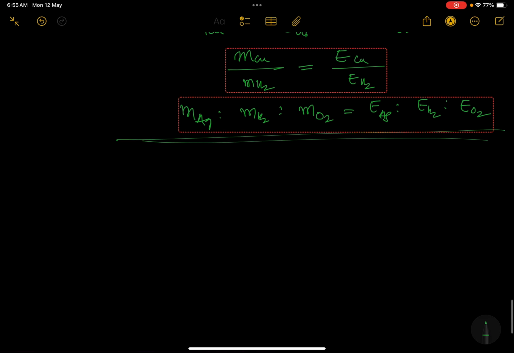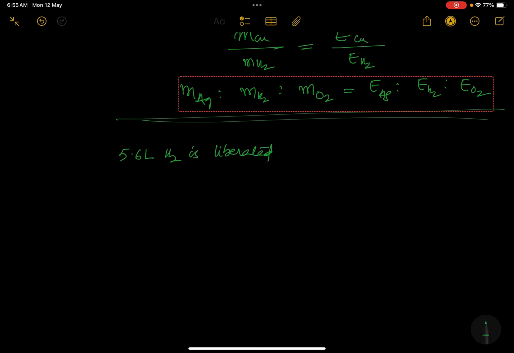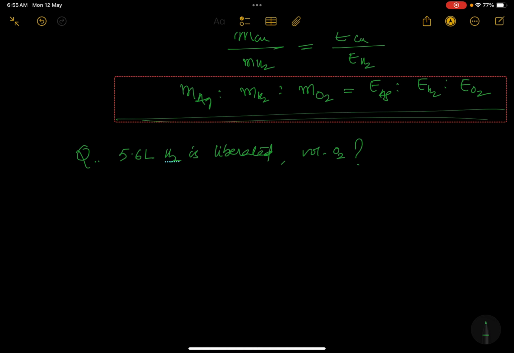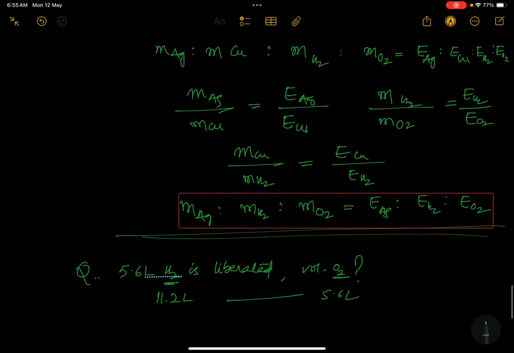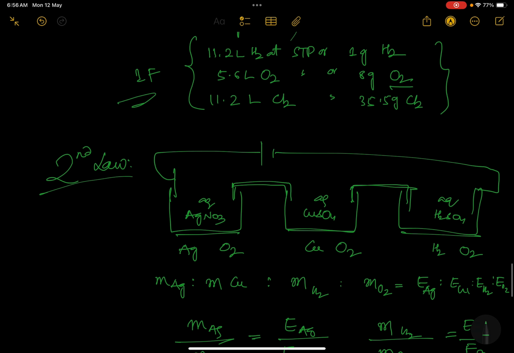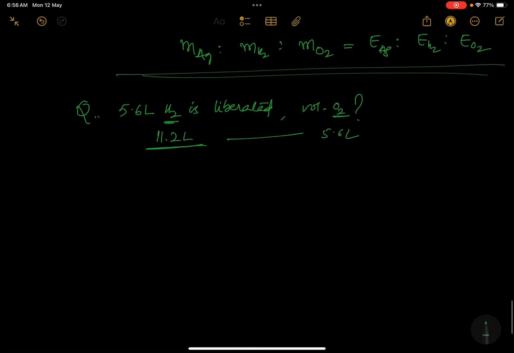For example, 5.6 liters of hydrogen is liberated when connected in series and the same amount of electricity is passed. What volume of oxygen will be liberated? We know hydrogen's equivalent mass is 1 gram, or 11.2 liters of hydrogen when it is coming. Oxygen will come 5.6 liters. Just now we were writing here: oxygen 5.6 liters, hydrogen 11.2 liters. When hydrogen itself is coming 5.6 liters, so oxygen will come.